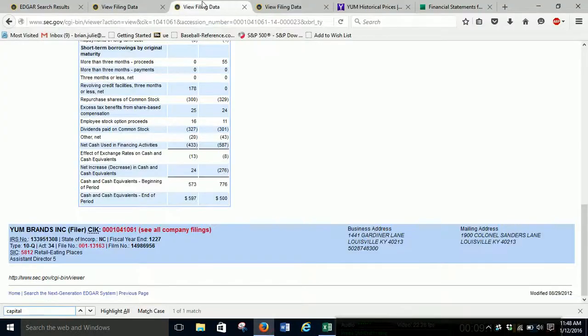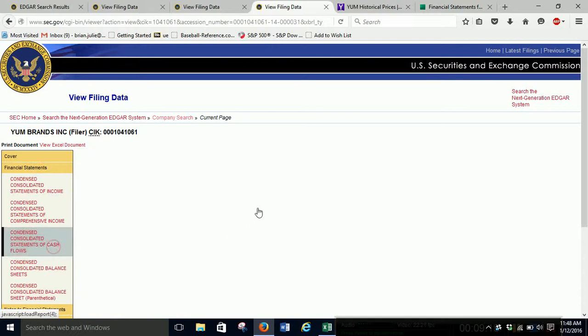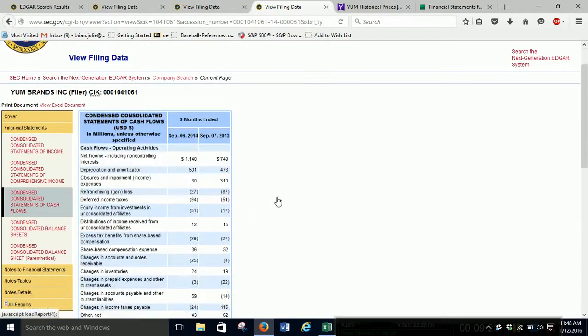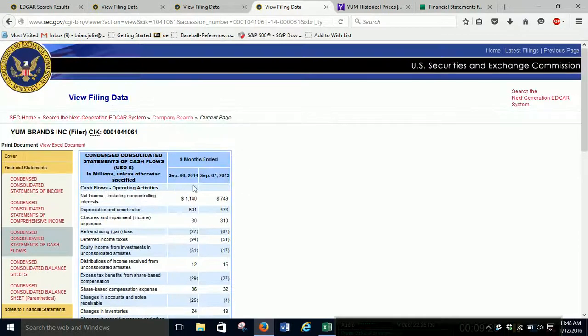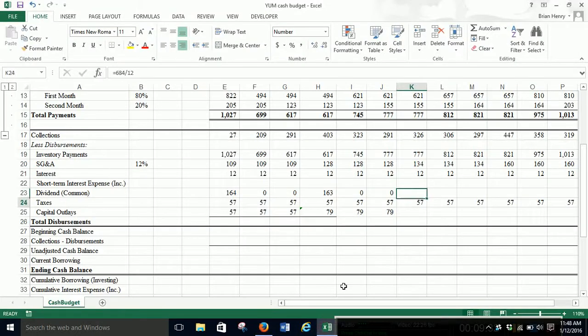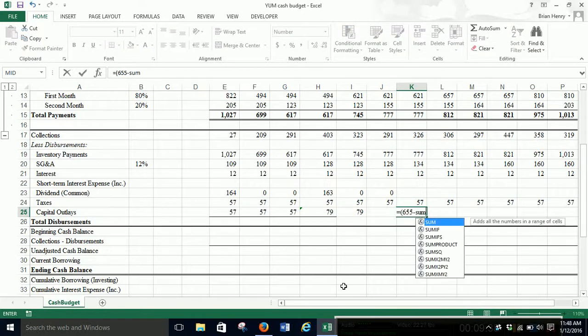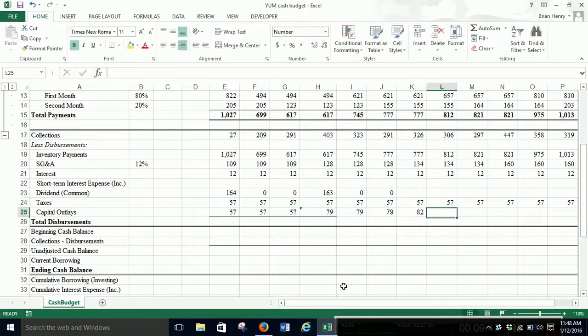And we go to the third quarter. Cash flows. Capital spending is now 655 again, 9 months ended. So we got to get rid of the first 6 months to get this quarter. But 655 is now our capital. So equals 655 minus the sum of the first 6 months. Oh, like that. Divided by 3, 82.